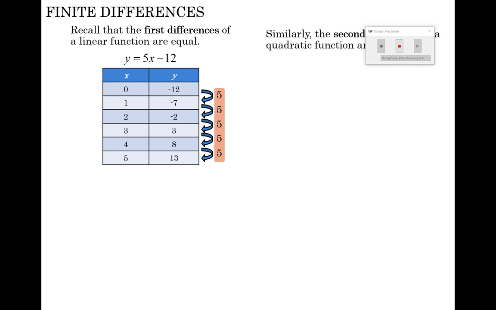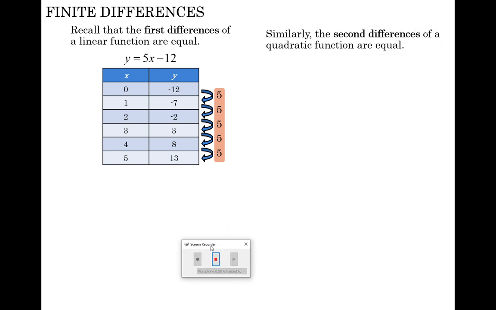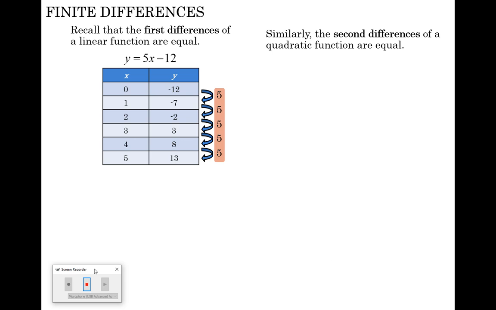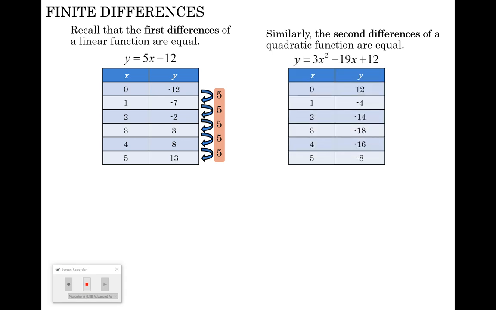Here's what you were supposed to do in grade 10. But again, with coronavirus and everything, it's one of those things that could easily have got skipped. So you run into a quadratic function and you try and do the test to see, is it linear? And you check, okay, 12 to negative 4, that goes down 16. Negative 4 to negative 14, that goes down 10. Negative 14 to negative 18, it goes down 4. Negative 18 to negative 16, up 2. And then negative 16 to negative 8, up 8.